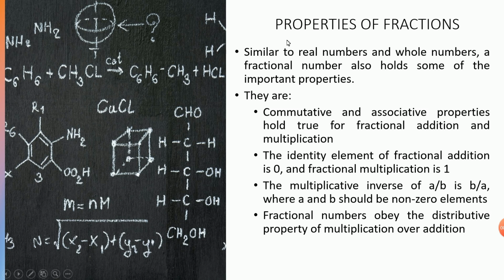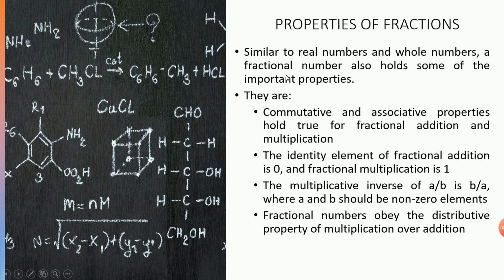So here the property is that, similar to real numbers and whole numbers, a fraction also holds some important properties. Whole number means it is starting from 0, that is 0, 1, 2, 3, and so on. And real numbers means, I think, we are using the i value. No, that is imaginary numbers. Before that we are using the plus or minus something. So all those things could come like that.